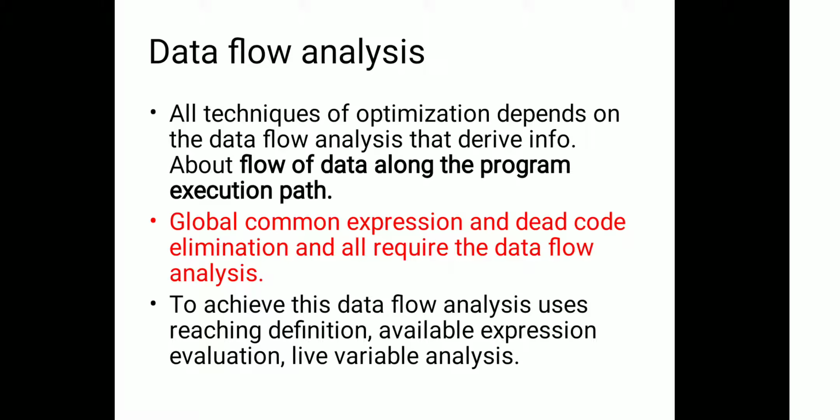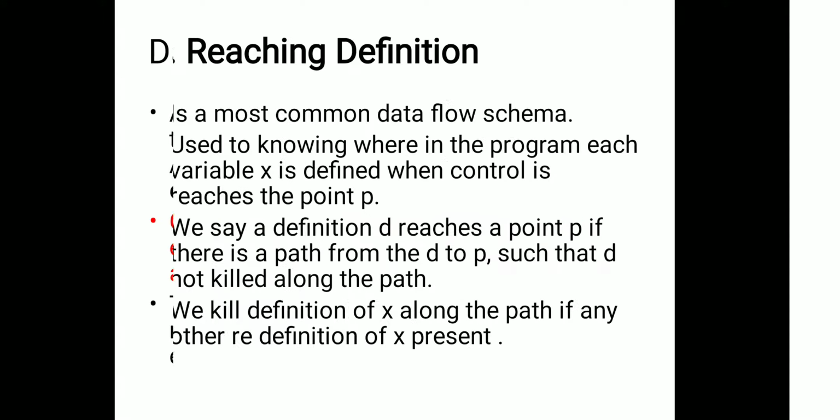To achieve the data flow analysis, we need to know the following properties. The data flow analysis can be done with the help of these properties: reaching definition, available expression evaluation, and live variable analysis. With the help of these three properties we understand the data flow analysis. Now let's go to the first point, that is reaching definition.